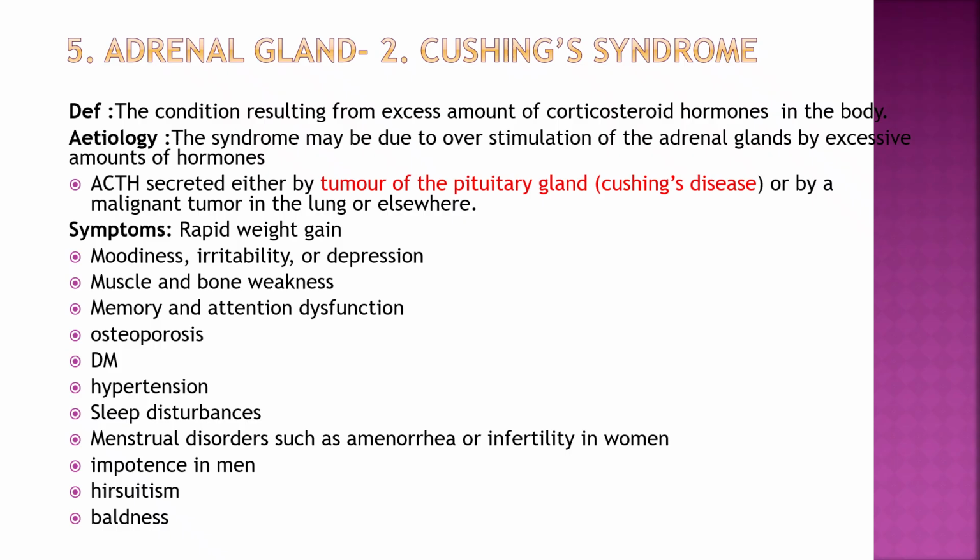The symptoms of Cushing's syndrome: rapid weight gain, moodiness, irritability, depression, muscle and bone weakness, memory and attention dysfunction, osteoporosis, diabetes mellitus, hypertension, sleep disturbances, menstrual disorders in females like amenorrhea or infertility. In men, it may be impotence, hirsutism, baldness. Hirsutism means abnormal or excessive hair growth pattern at abnormal sites, and baldness means no growth of the hair.